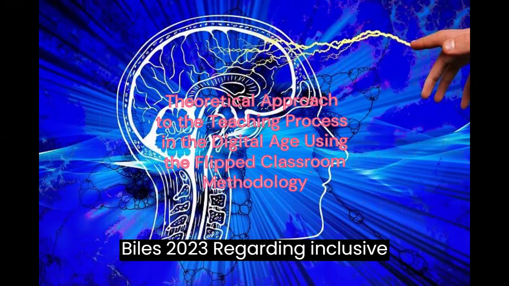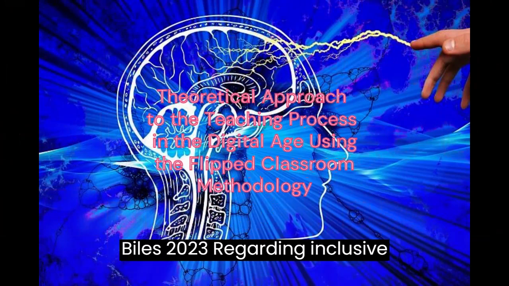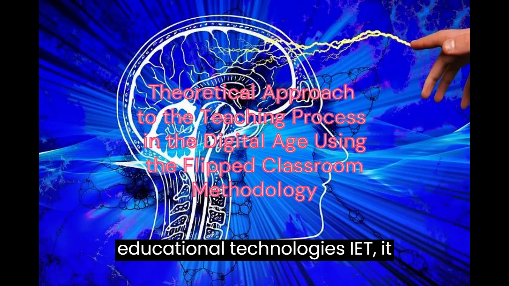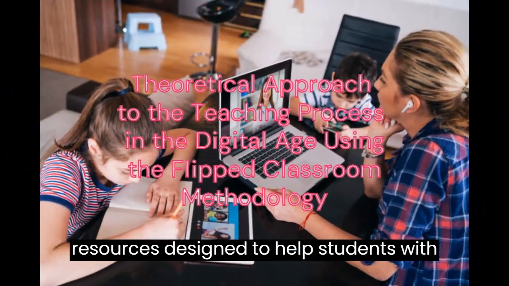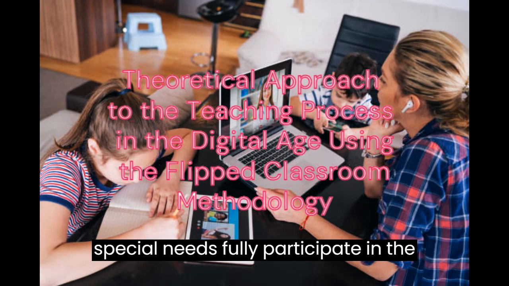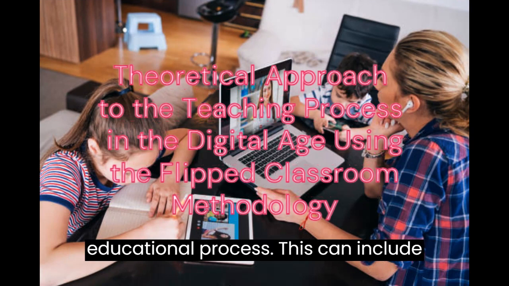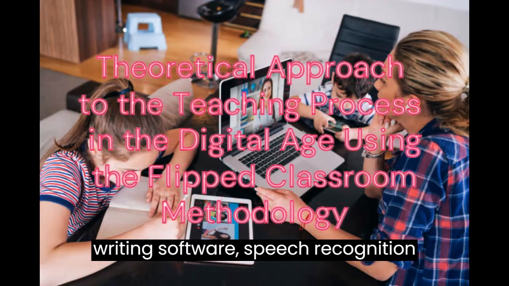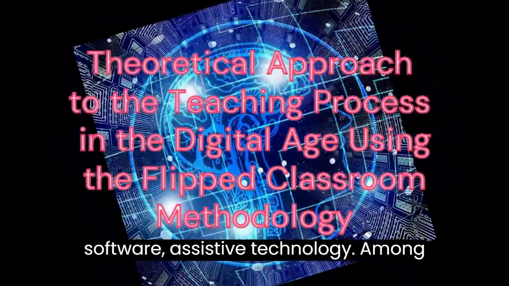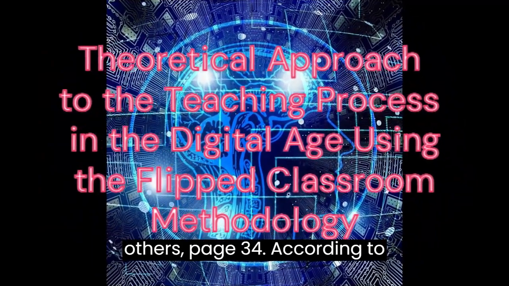According to Biles, 2023, regarding inclusive educational technologies, IET, it refers to those technological tools and resources designed to help students with special needs fully participate in the educational process. This can include accessibility devices, reading and writing software, speech recognition software, assistive technology, among others, page 34.